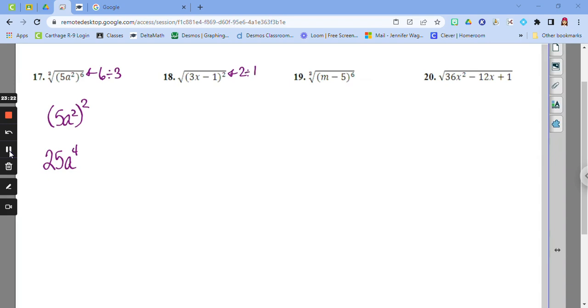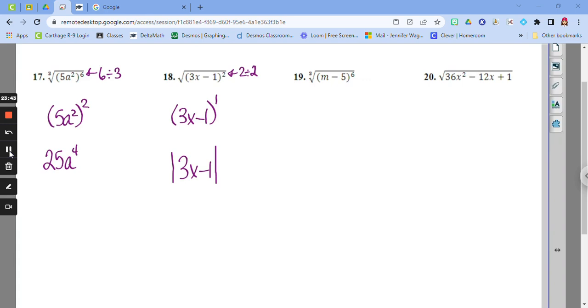So on 18, I have an exponent of 2, and I'm going to divide it by 2. So that becomes 3x minus 1 to the 1, even index, odd exponent. So all of that needs the absolute value around it.